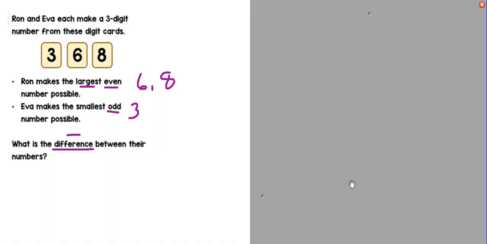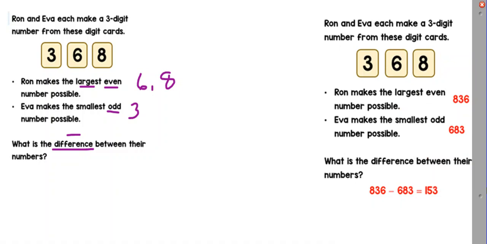Okay, then let's have a look. The largest even number is 836, and the smallest odd number is 683. To find the difference, you'd do 836 minus 683, which is 153. Well done if you got that one correct.